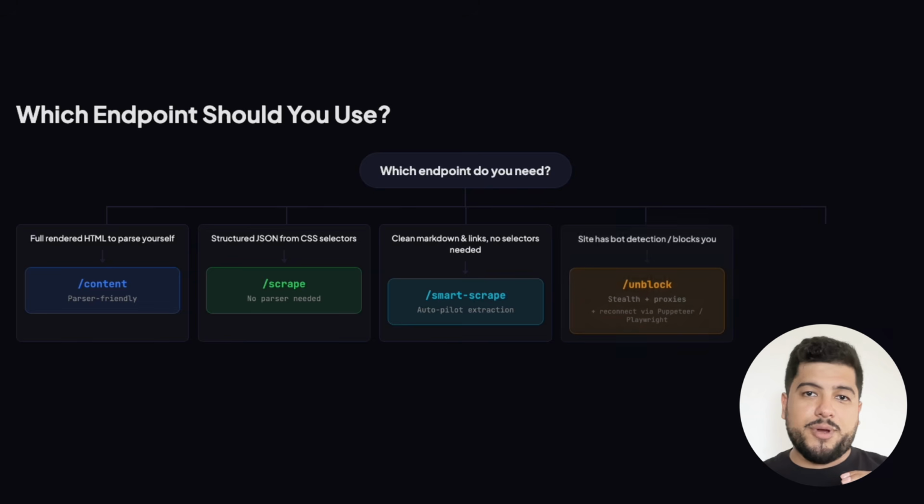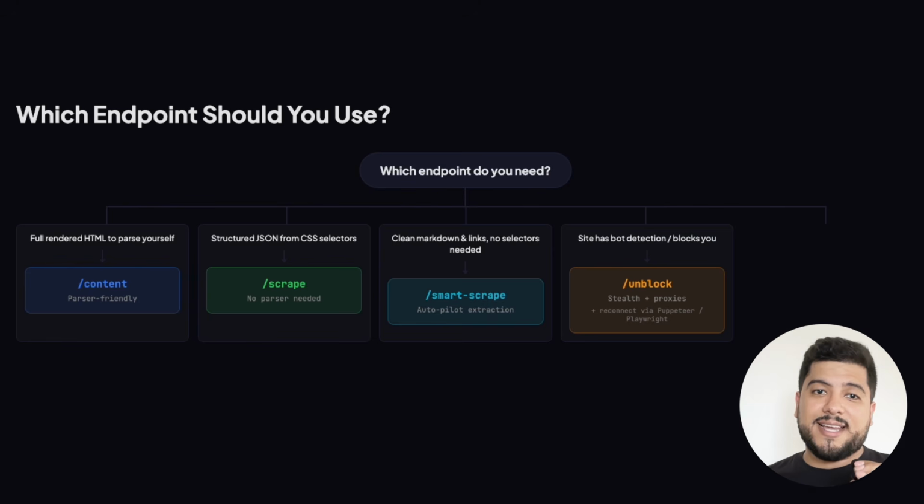You've got 4 endpoints, and each one fits a different situation. Content gives you the full rendered HTML so you can parse it yourself. This is the best fit for Python developers who already use Beautiful Soup, Scrapy, or Cheerio because your existing code barely changes. The Scrape endpoint takes CSS selectors and gives you back structured JSON. No parsing library needed. That's really good for automated pipelines and cron jobs where you know exactly what data you want.